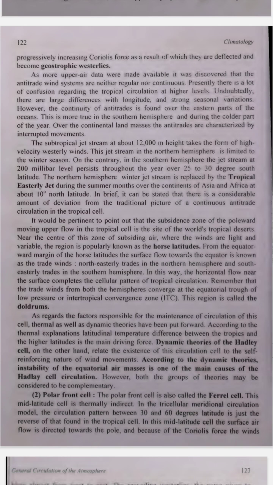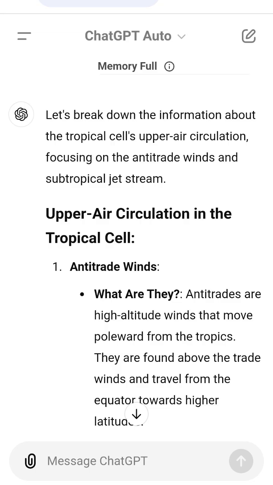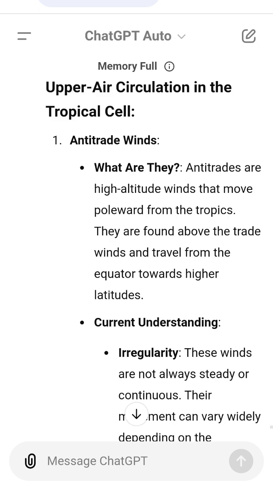Number 3. Tropical easterly jet. What is it? This is a high-altitude jet stream found around 10 degrees north latitude. Seasonal presence. During the summer months in the northern hemisphere, the tropical easterly jet replaces the subtropical jet stream over Asia and Africa. Summary: anti-trades.